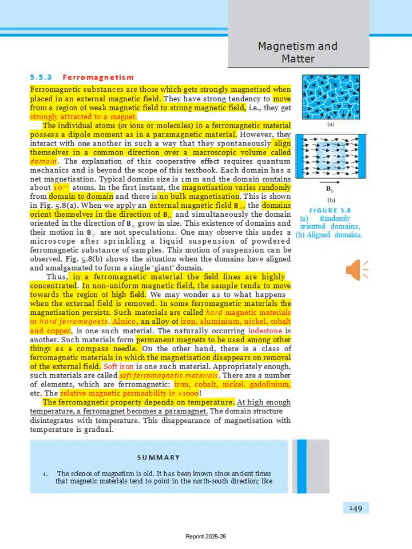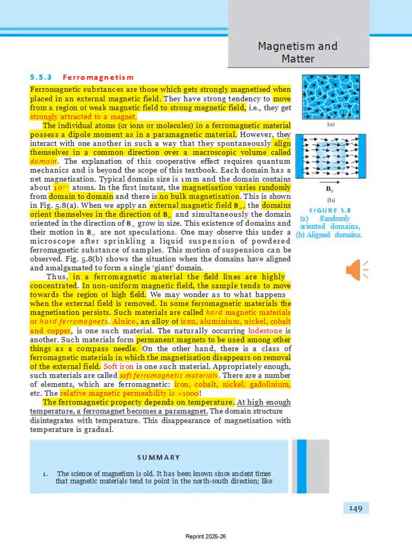When we apply an external magnetic field B0, the domains orient themselves in the direction of B0 and simultaneously the domains oriented in the direction of B0 grow in size. This existence of domains and their motion in B0 are not speculations. One may observe this under a microscope after sprinkling a liquid suspension of powdered ferromagnetic substance on samples. This motion of suspension can be observed. Figure 5.8b shows the situation when the domains have aligned and amalgamated to form a single, giant domain. Thus, in a ferromagnetic material the field lines are highly concentrated. In a non-uniform magnetic field, the sample tends to move towards the region of high field.